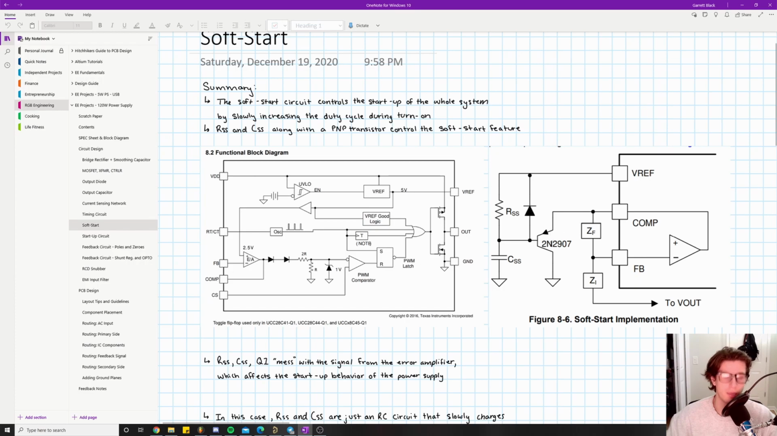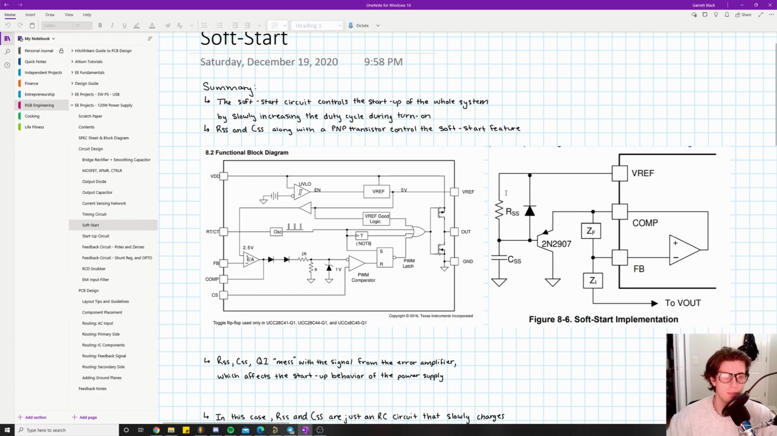The next sequence of events is that this VREF pin starts supplying a 5-volt voltage across this RS resistor and ultimately across this capacitor. So basically it's charging this capacitor and driving this base pin high in order to shut off this PNP transistor. So you have an RC circuit, so there's going to be some type of time constant.